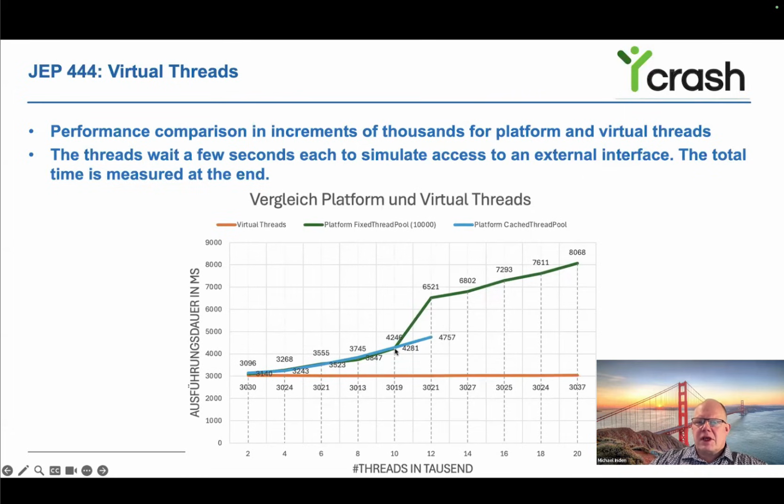What you can do, of course, is build your own thread pool, and then you do things in bulks of 10,000 if you use a fixed thread pool of 10,000. If you switch to virtual threads, you see it scales very well. It's nearly just the time which is simulating this I/O. So this is really cool. Even if you enlarge the number, you nearly keep this performance.